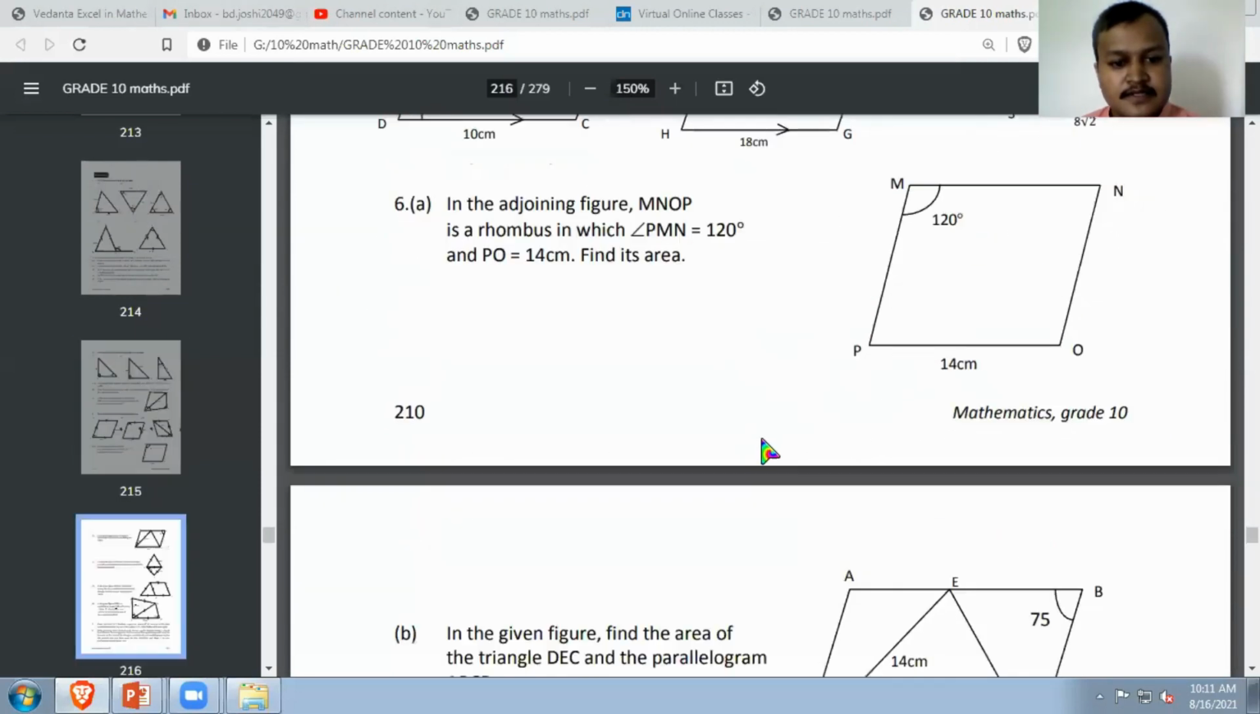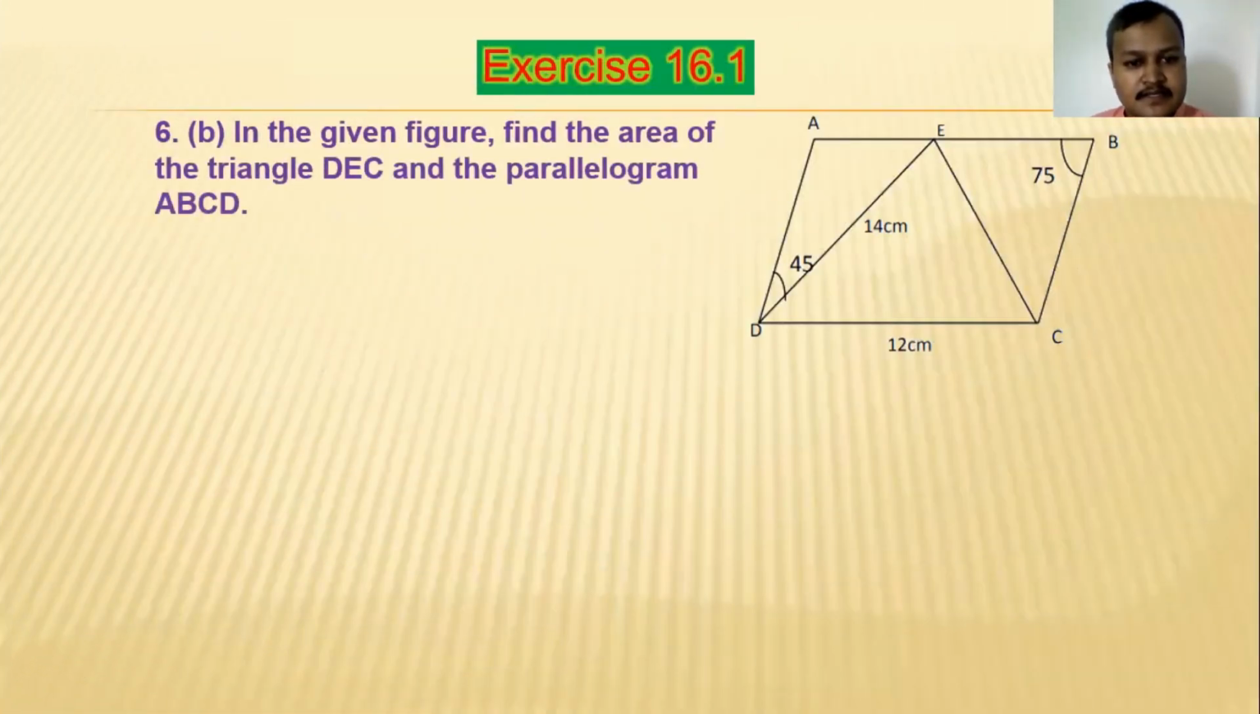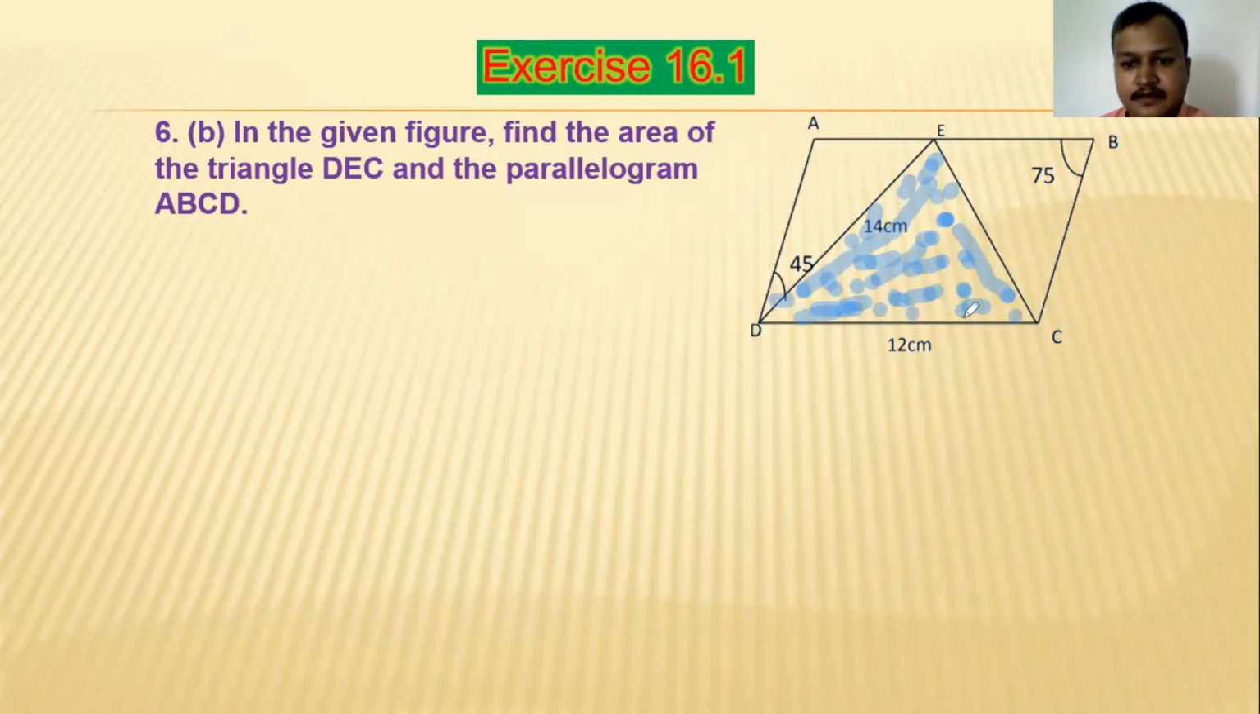Look at question number 6B now. In the given figure, find the area of triangle DEC and the parallelogram ABCD. It is said to find the area of triangle DEC, this shaded region. We have to find the area of this portion at first, and then we have to find the area of the parallelogram. Actually, we have to learn this chapter after completing our geometry. But before completion of geometry, we learned it.